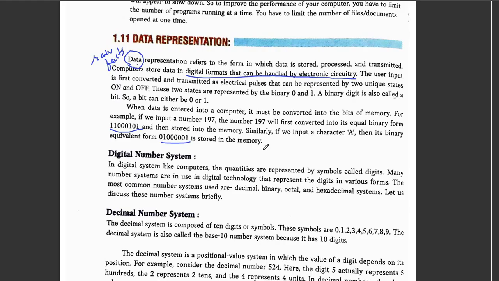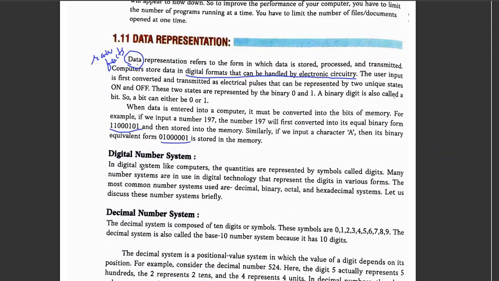it will be stored in the memory. Okay, so digital number system. In digital systems like computers the quantities are represented by symbols called digits. Many number systems are in use in digital technology that represent the digits in various forms. The most common number systems used are decimal, binary, octal and hexadecimal. Let us discuss these number systems briefly.